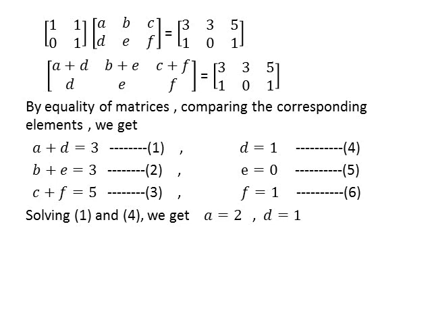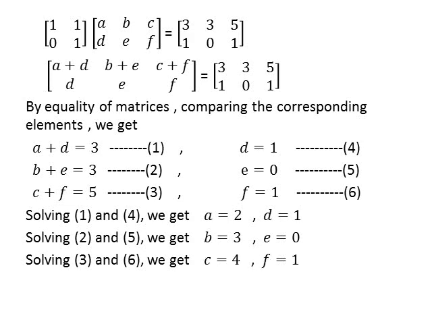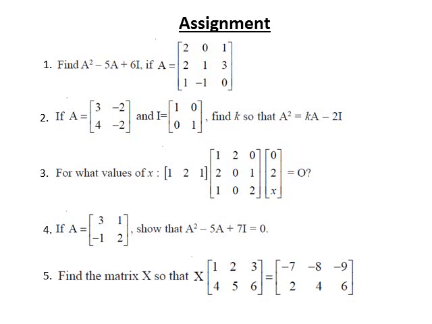Now, solving 1 and 4, we get A equals 2, D equals 1. Solving 2 and 5, we get B equals 3, E equals 0. Solving 3 and 6, we get C equals 4, F equals 1. So, the required matrix X of order 2 by 3 contains the elements 2, 3, 4 in the first row, 1, 0, 1 in the second row. Students, I hope that you all have understood the concept of multiplication of matrices.